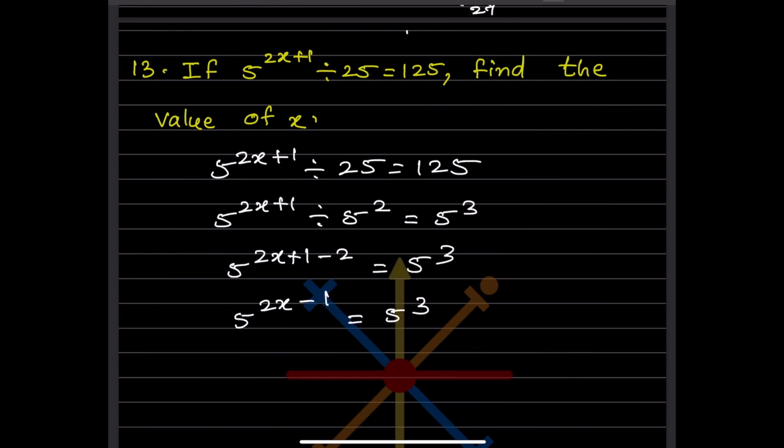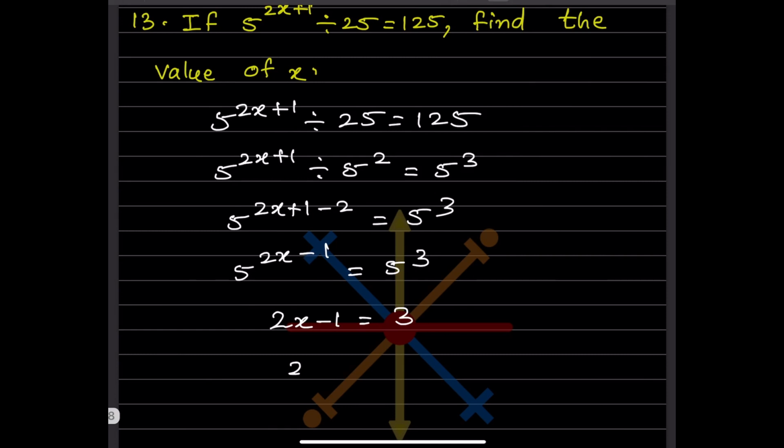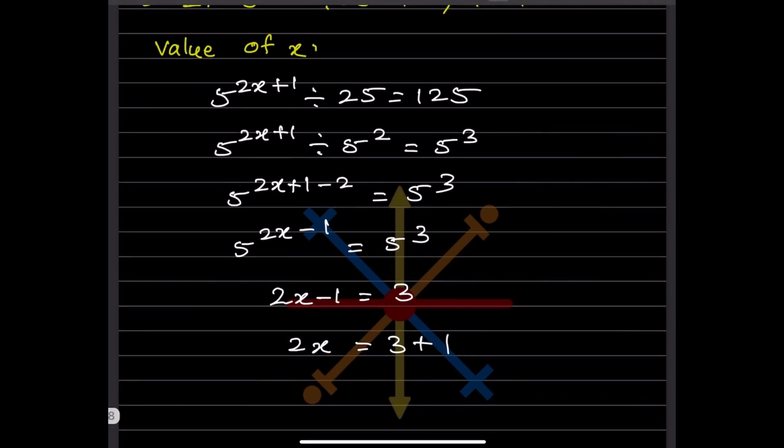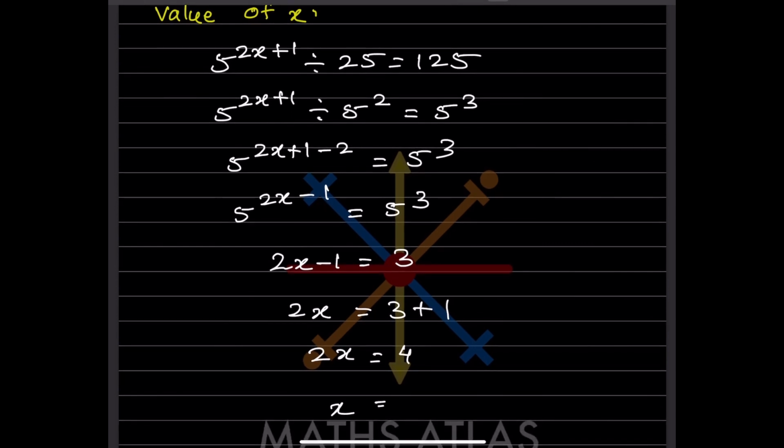So now you can see the base is the same on both sides. So the exponent should be the same. So that will be 3. So this is going to be what? 2x is going to be 3 plus 1. So here 2x is going to be 4. So here x is going to be 4 by 2. So this will be 2. So the x is here 2.